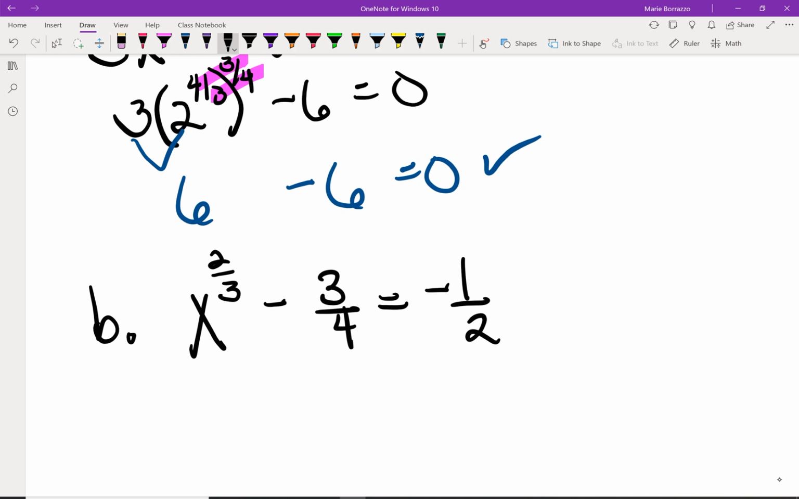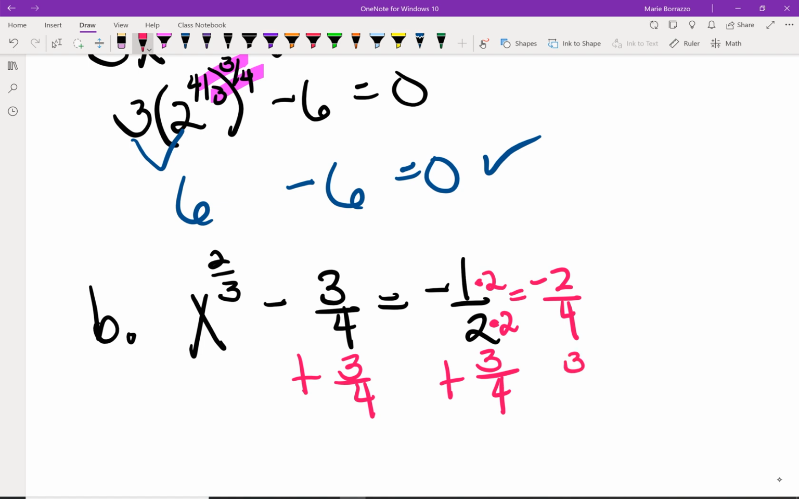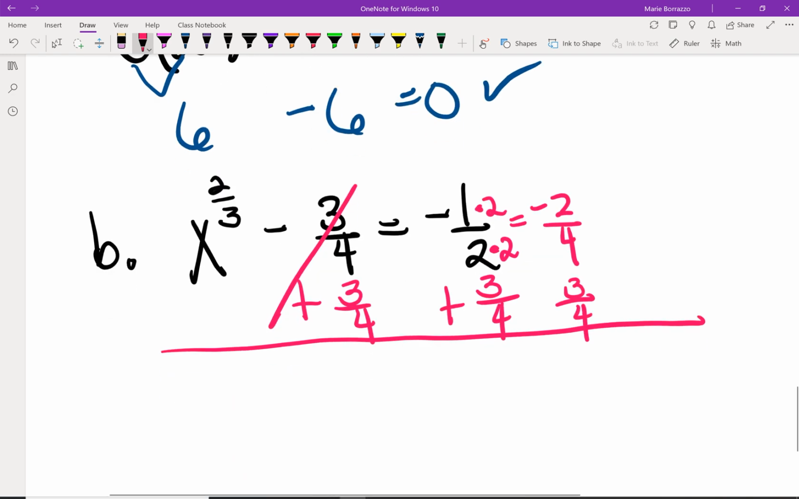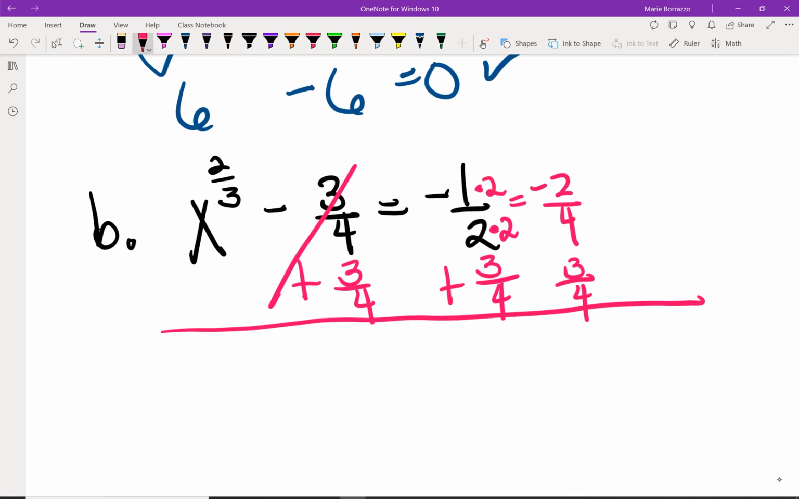And so the first thing you're going to do is add that 3/4 to both sides of this equation. In addition to that, you have to change this by multiplying by 2 top and bottom and renaming this negative 2/4. So you're really adding 3/4 and negative 2/4. If you look at the big picture, remember these guys canceled. So now what you're left with is x to the 2/3 is equal to basically 1/4.